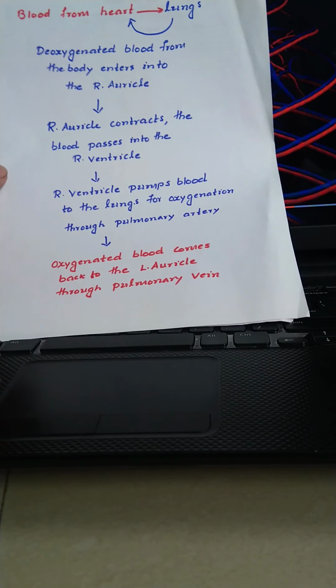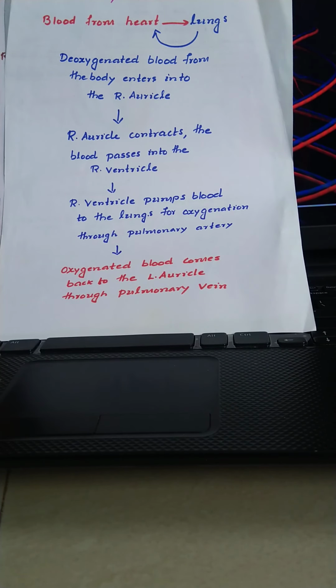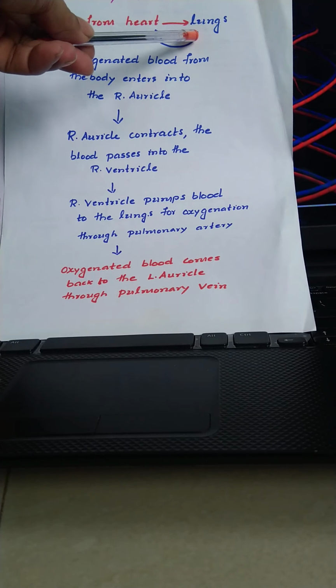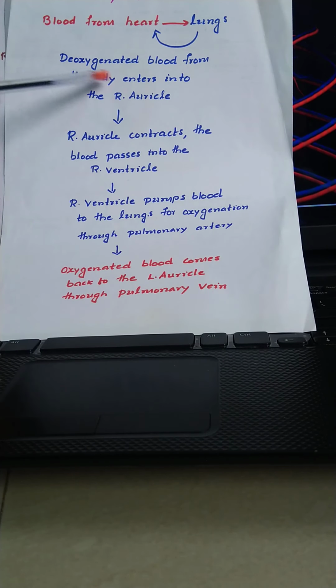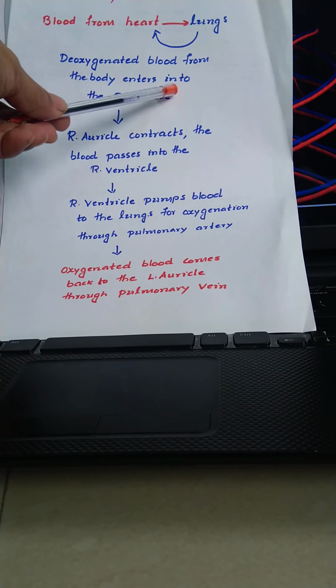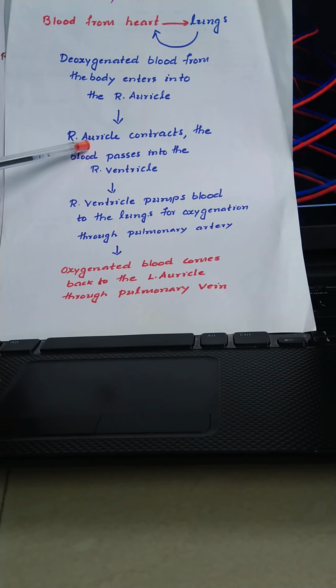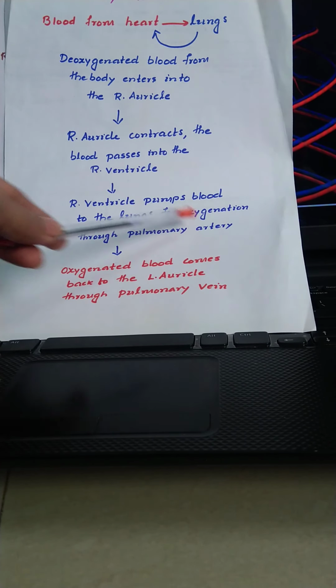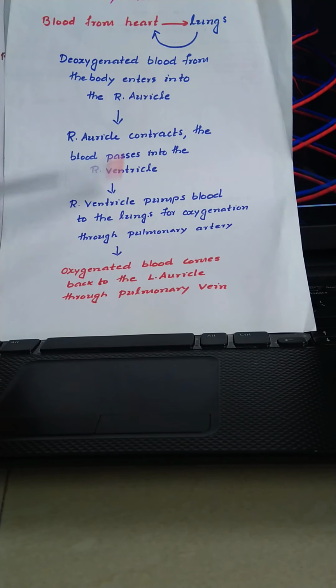Individually, if we consider pulmonary circulation, blood goes from the heart to the lungs, again from the lungs to the heart. So deoxygenated blood from the body enters into the right auricle, then the right auricle contracts, and the blood passes into the right ventricle. Then the right ventricle pumps blood to the lungs for oxygenation through the pulmonary artery. Finally, oxygenated blood comes back to the left auricle through the pulmonary vein. So this constitutes pulmonary circulation.